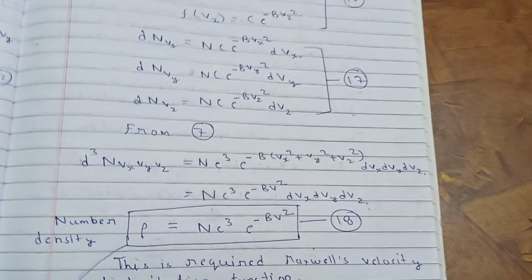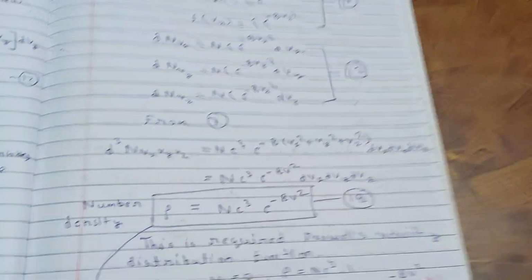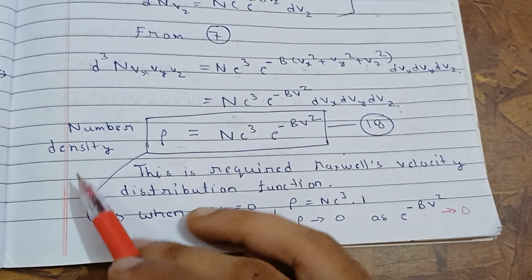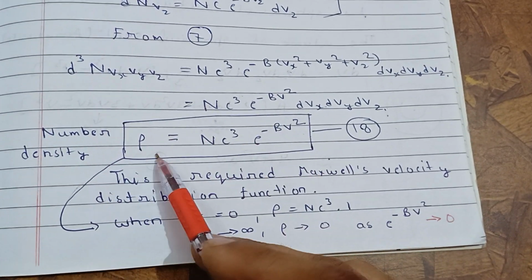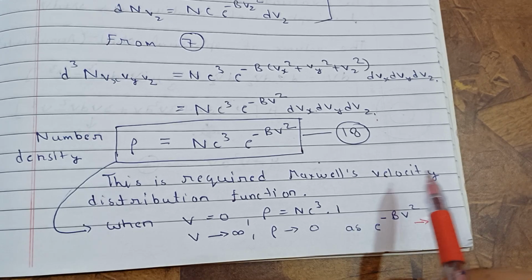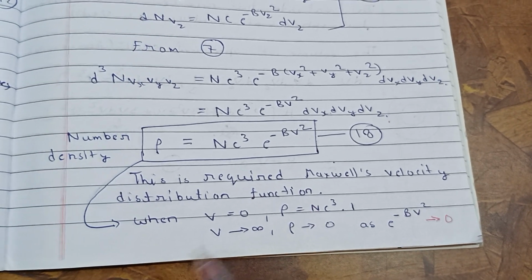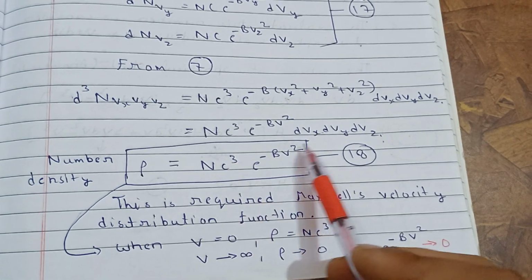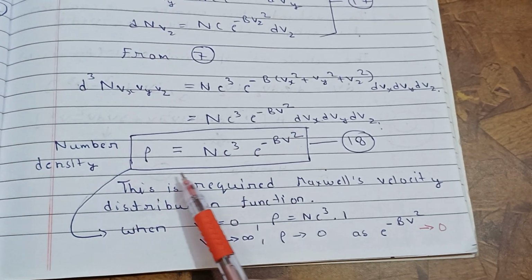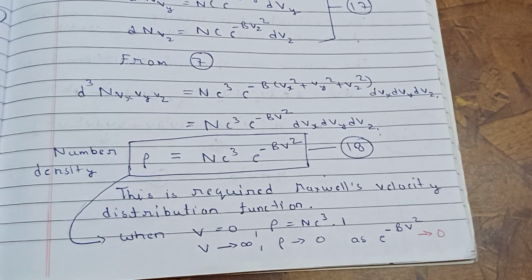Now see, you have found the value. This is your density which remains constant because of the isotropic nature, and this is called the number density between v and v plus dv. This is the density between that region. So this is the required Maxwell's velocity distribution function. Now when v equal to 0, this will give you nc cube, and when v tends to infinity, this will give you 0. Means number density when v tends to infinity will be 0.